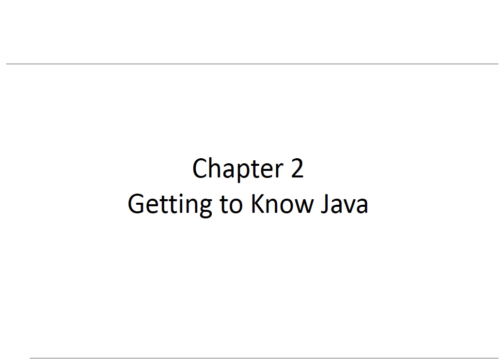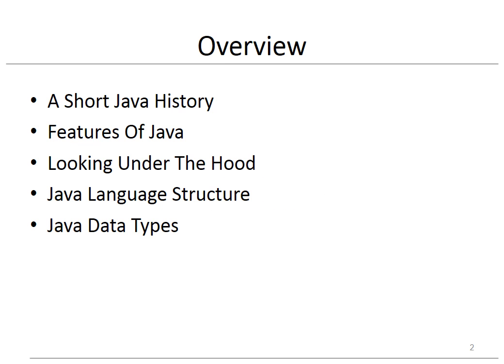In this chapter, we will provide you with a bird's-eye overview on the Java technology. Let's start with the chapter outline. We will kick off by presenting a short history of Java. We will discuss its key features and take a look under the hood of the Java technology stack. We will then zoom into the Java language structure and conclude the chapter by reviewing Java data types.